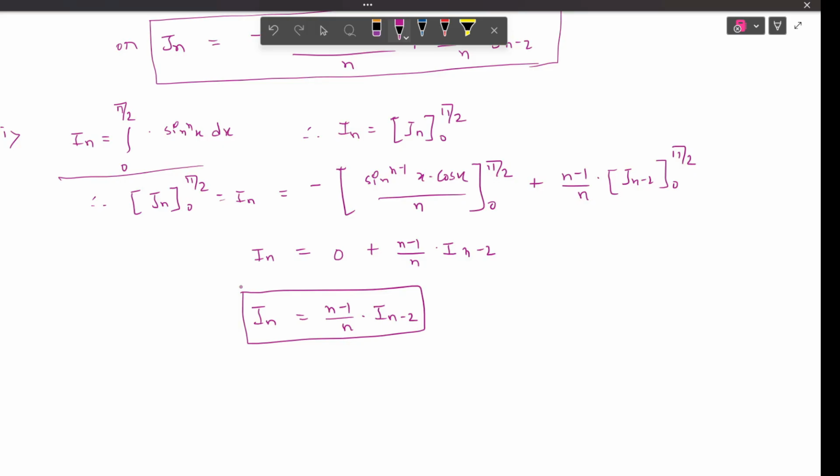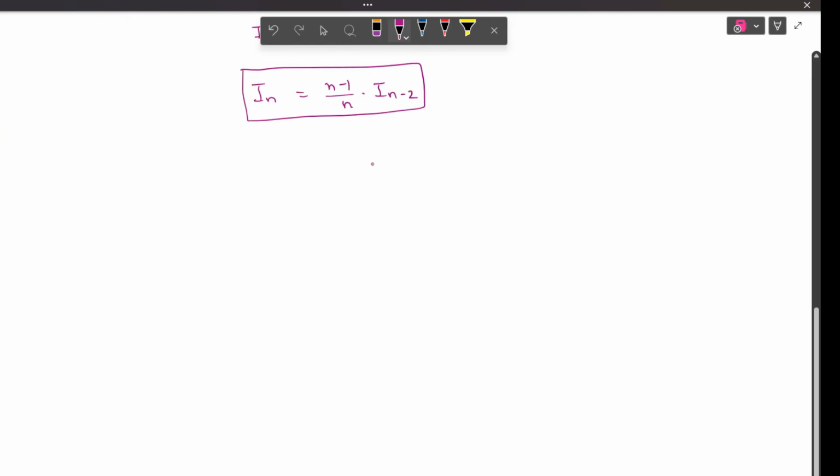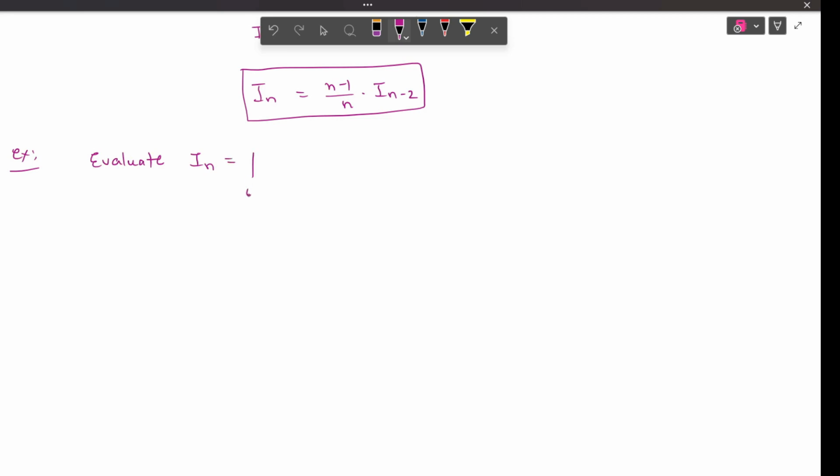Okay. Now let us see one example. It is: evaluate the integral from 0 to pi by 2 of sine to the power 6x dx.